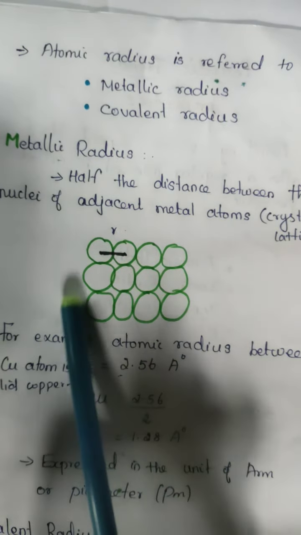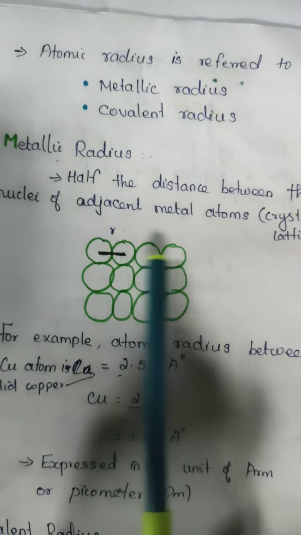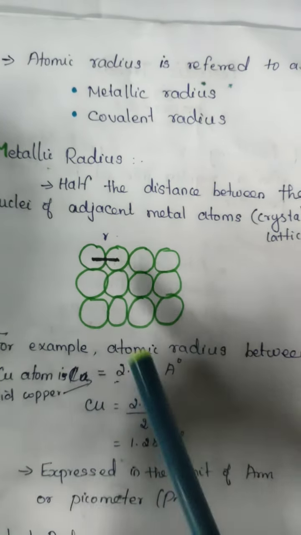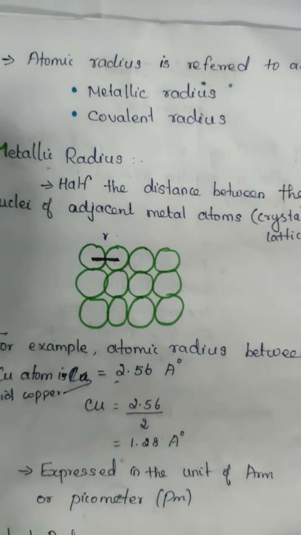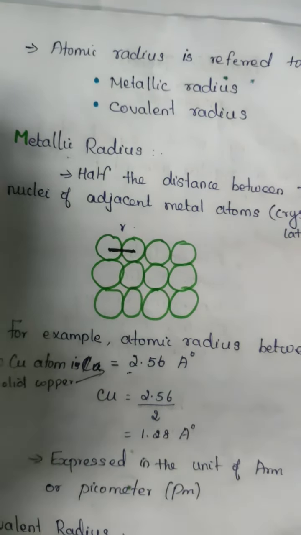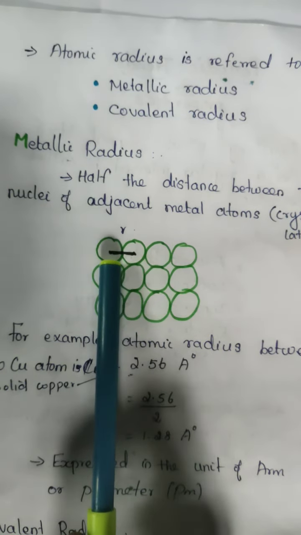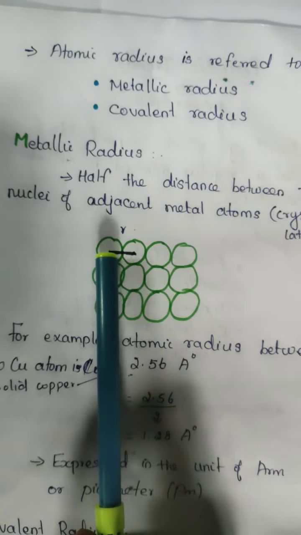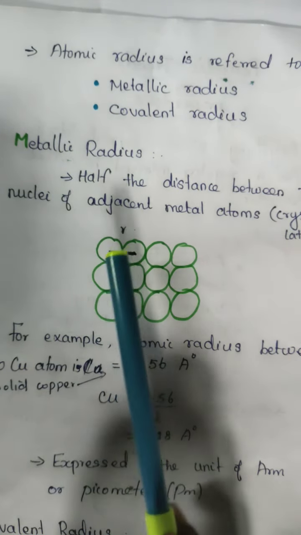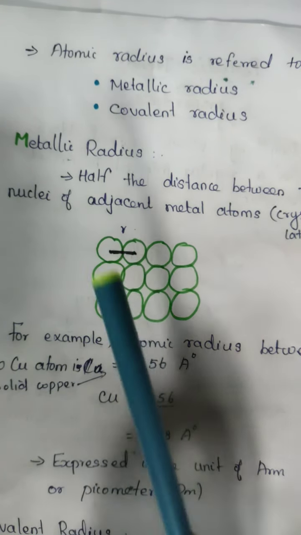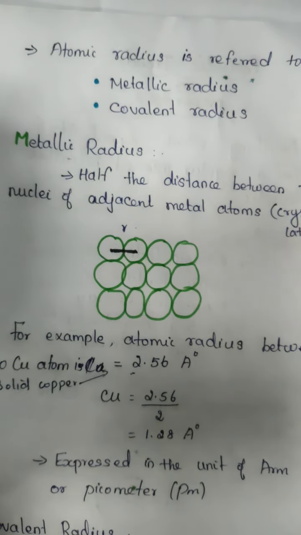Consider here is a diagram. Consider this is a metallic lattice made up of copper. All are repeating units of the same atom, a copper lattice or copper crystals. So how will we measure the radius? It is the distance between the centers of the nuclei of two adjacent metal atoms. These two are also the same metal, copper. So we have to measure the distance between two adjacent nuclei, the internuclear distance between two metal atoms, denoted by the letter R.